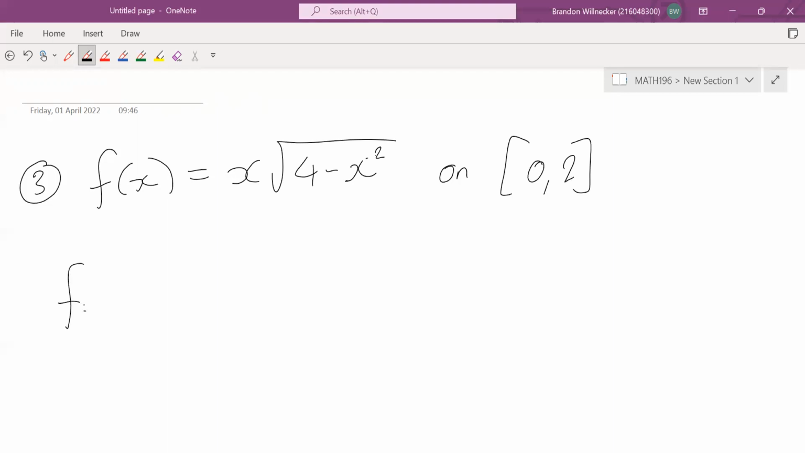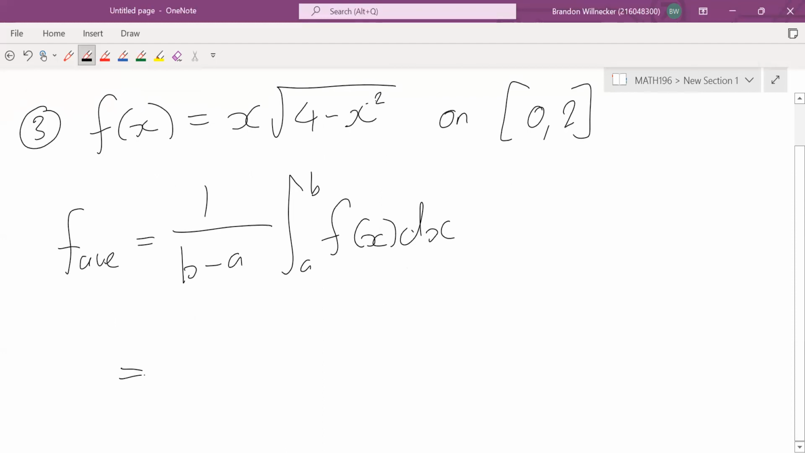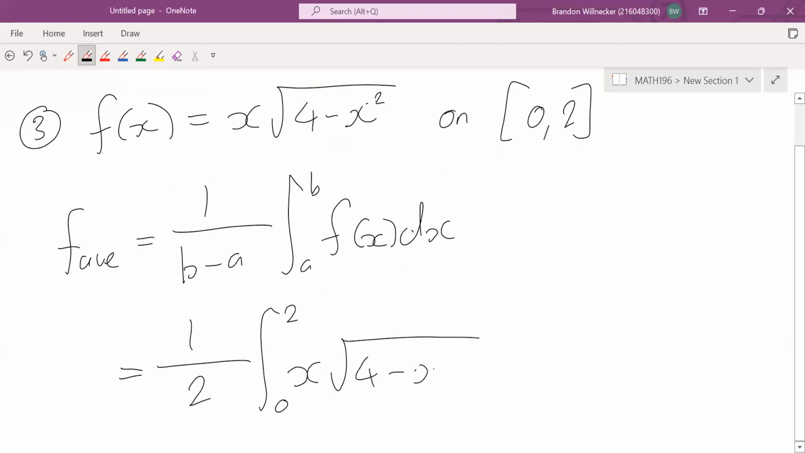So again, f average is equal to 1 over b minus a, the integral from a to b of our function. Okay, so let's substitute what we know. So this is going to be 1 over 2 minus 0. So that's just going to become 1/2, the integral from 0 to 2, and then f of x becomes x square root 4 minus x squared.